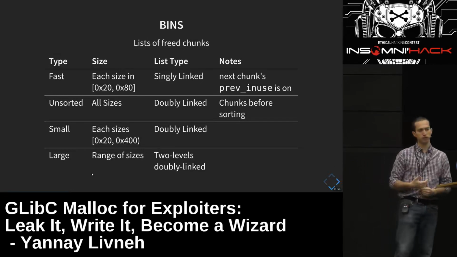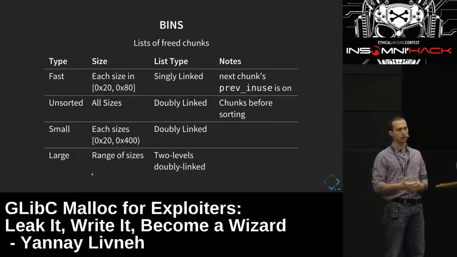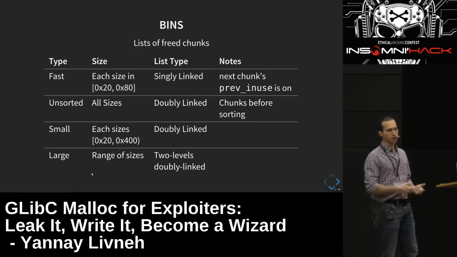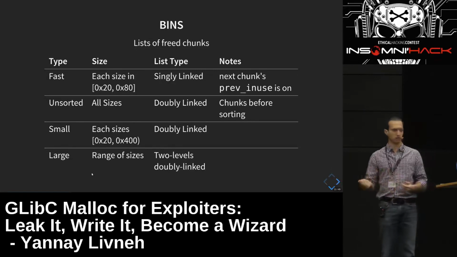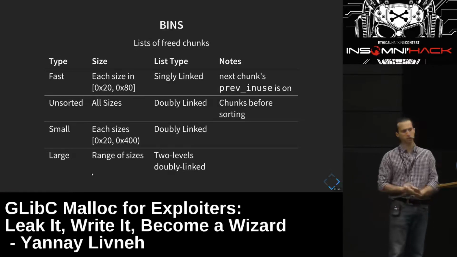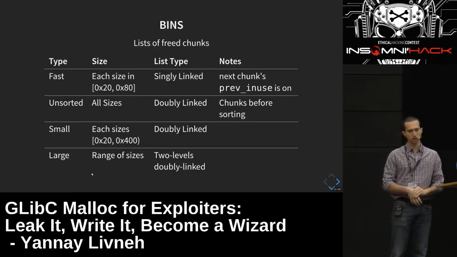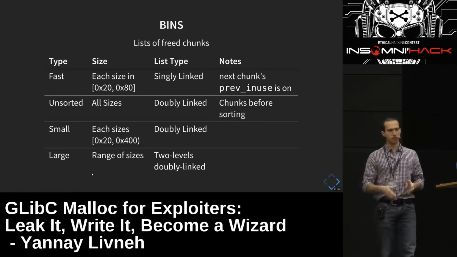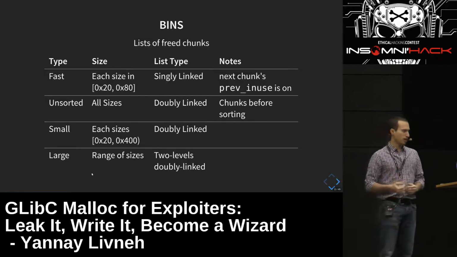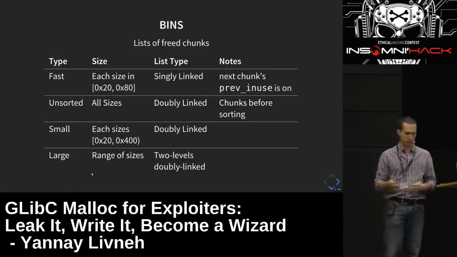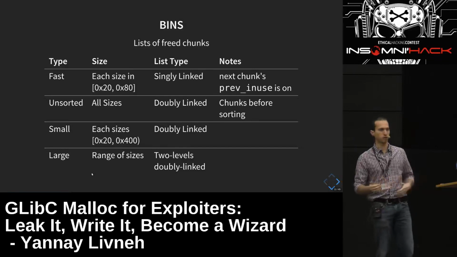Then you have the unsorted bin. Unsorted bin contains all the chunks before sorting. So when freeing a chunk, you toss it into the unsorted bin, and it waits for sorting. It's a doubly linked circular list. Then we have the small and large bins. Small bins are also for each size between 0x20 and 0x400. There is a different bin, so we have a small bin of 0x20, small bin of 0x30, and so forth. Yes, there is some overlap. Sometimes chunks of small size would be in the fast bins, and sometimes they will be in the small bins. It depends on the algorithm and how you move chunks around between bins.